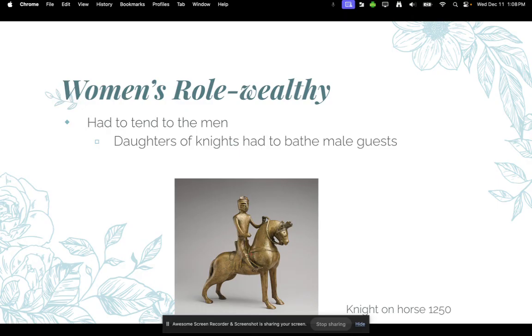So, women were also expected to tend to the men. One of the biggest examples would be the daughters of knights. Their dads would be like, hey, I got a knight coming in as a guest. You need to go and give him a bath, which would be so gross.